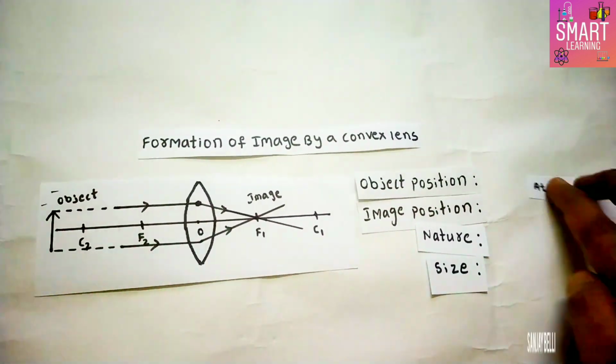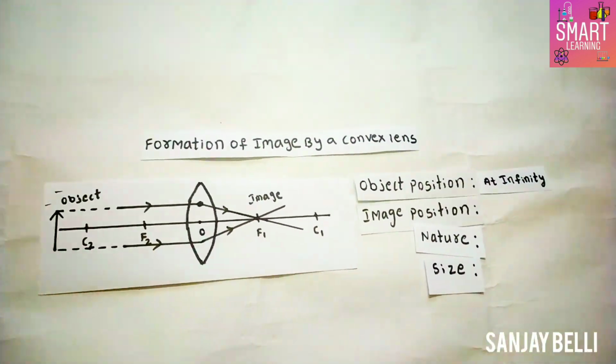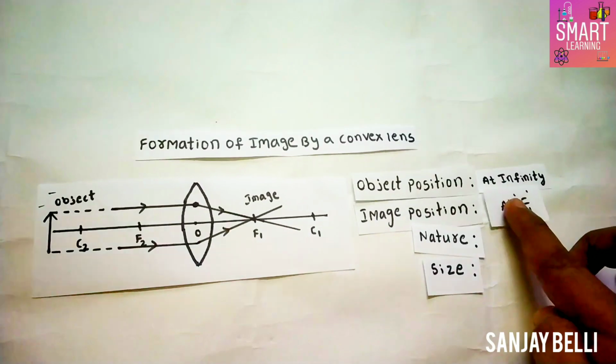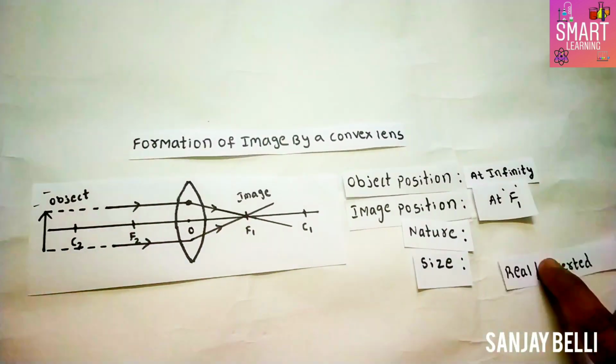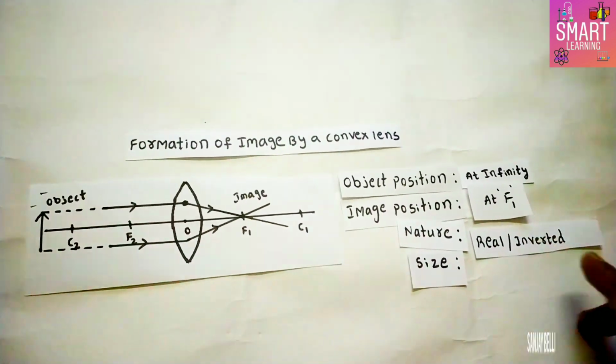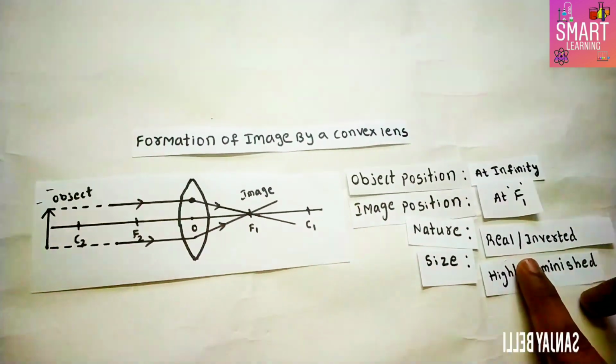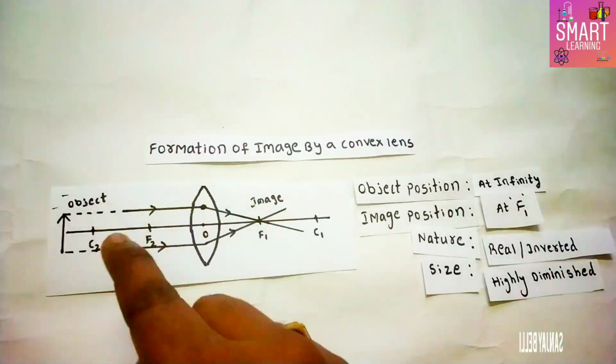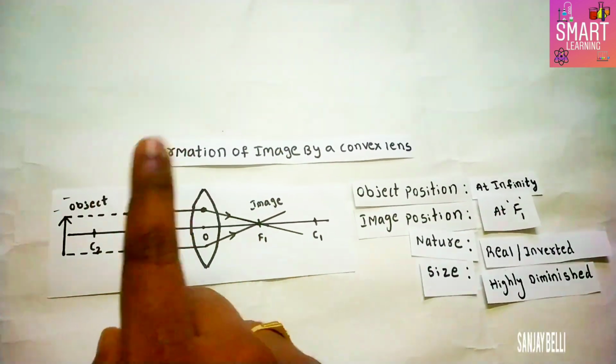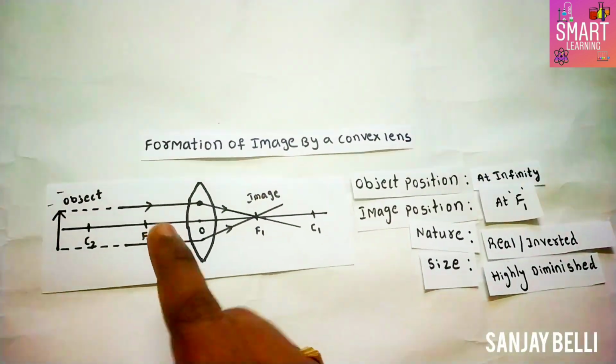So the object is placed at infinity and the image is obtained at the focal point and the nature is real and inverted and the size is highly diminished, which is quite opposite to when you place an object at the focal point.